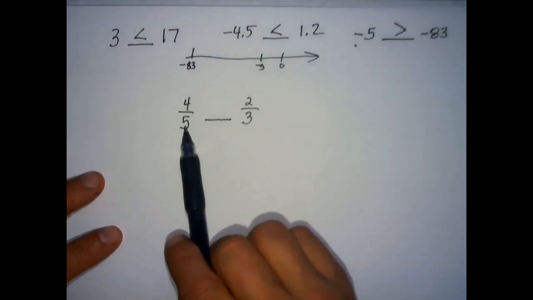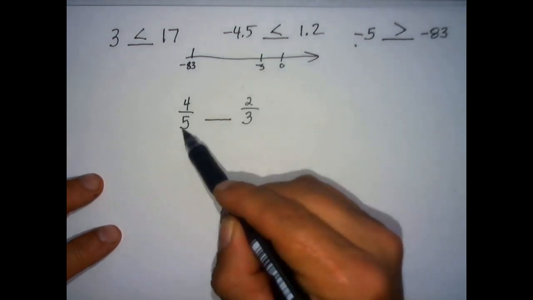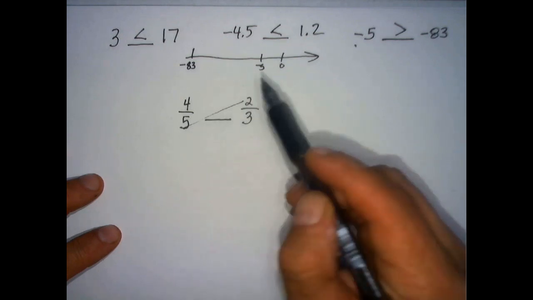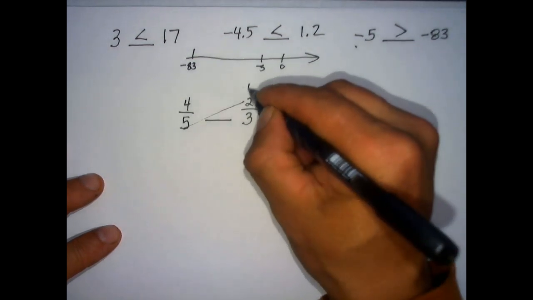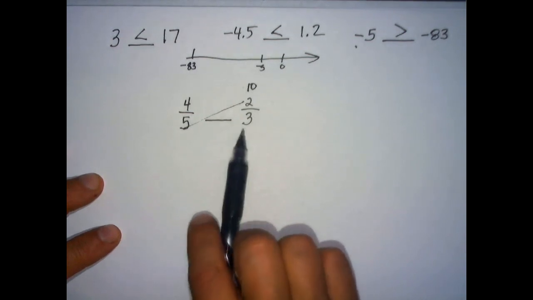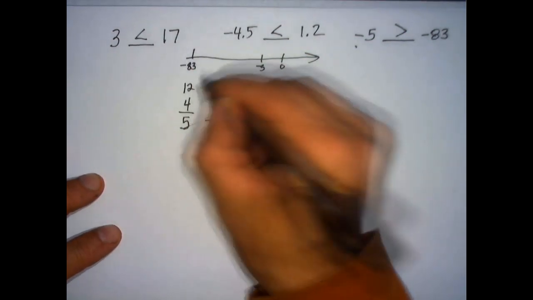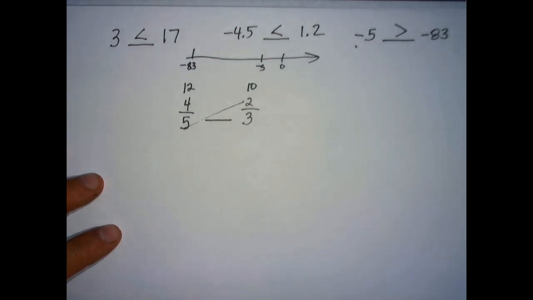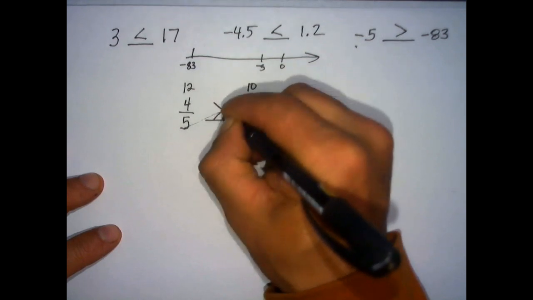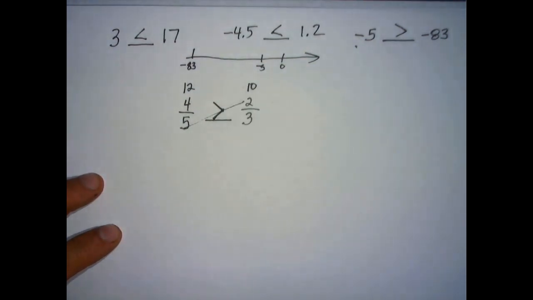Okay, you always start at the bottom and you multiply diagonally. So 5 times 2 is 10. And you start at the bottom here and you go this way. 3 times 4 is 12. Now you compare 12 and 10. What's bigger, 12 or 10? So 12, 4/5 is greater than 2/3.